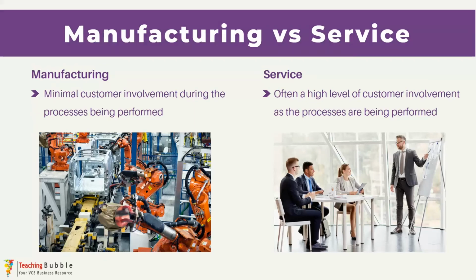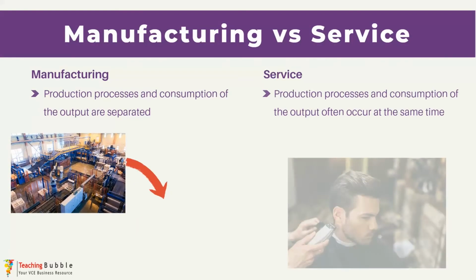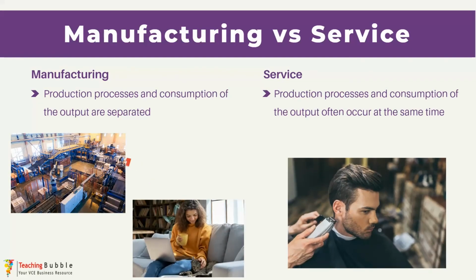Now, sticking with the processes, another difference is around production and consumption. In a manufacturing business, production processes and consumption are separated. For example, when a couch is produced, the production occurs, and then the consumption of sitting and using that couch occurs later on. Whereas in a service business, the production and consumption often occur simultaneously. For example, during the process of getting a haircut, the production of that haircut and the consumption of actually receiving the haircut occur at the same time.